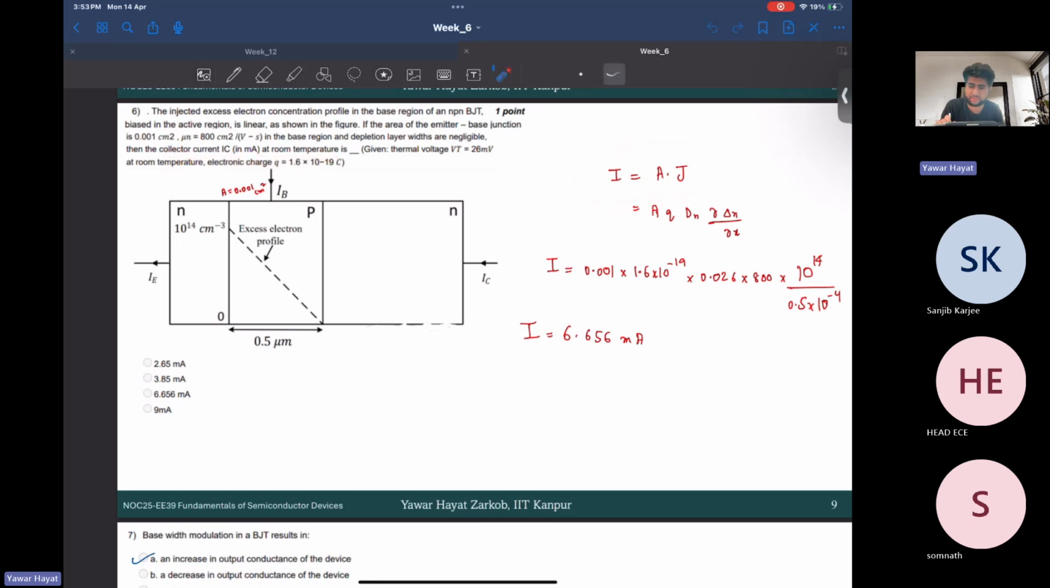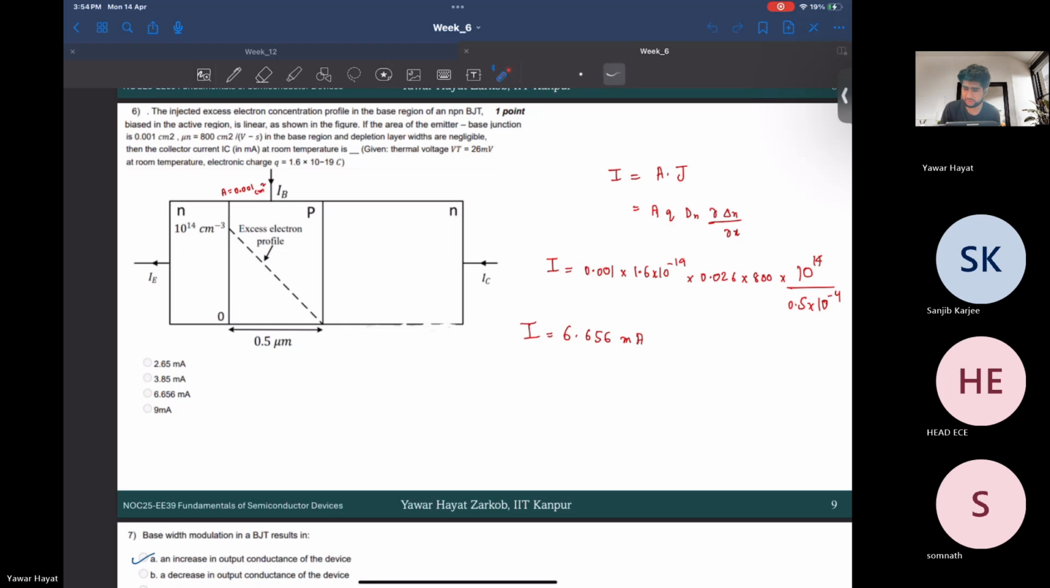See, I is nothing but A times J. And what is J? J you can write as q Dn times d delta n by dx. This is A, because it's in centimeter square. I try to express everything in terms of centimeters for unit consistency, so this was already in centimeters square, and I'll keep it like this. This is charge 1.6 into 10 power minus 19. Dn is 0.026.